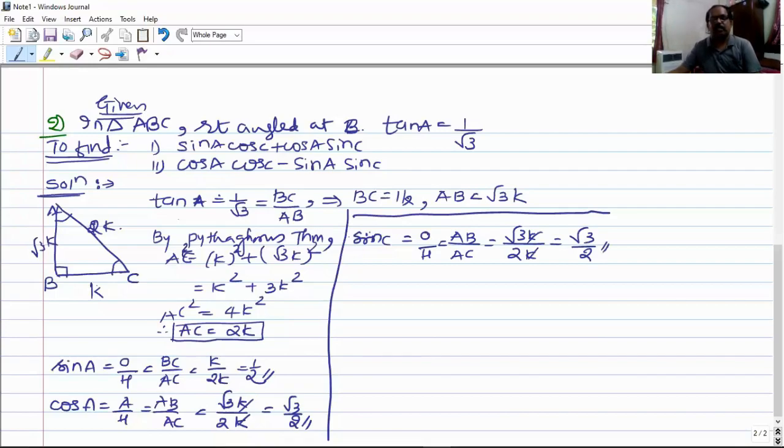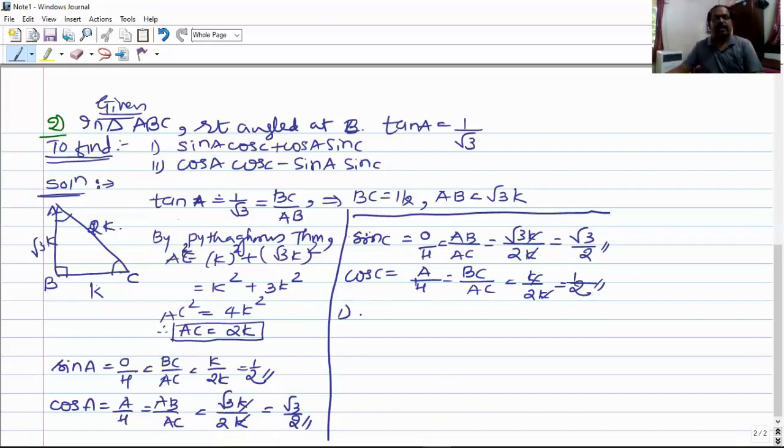And then find cos C. Cos C will again give us adjacent by hypotenuse by definition. The side adjacent to angle C is BC, and hypotenuse is as usual AC, it will not change. So BC is k, AC is 2k. Getting this cancelled, we are left with 1 by 2 only. So this is the value of cos C. Students, we got the values of sin A, cos A and sin C, cos C.